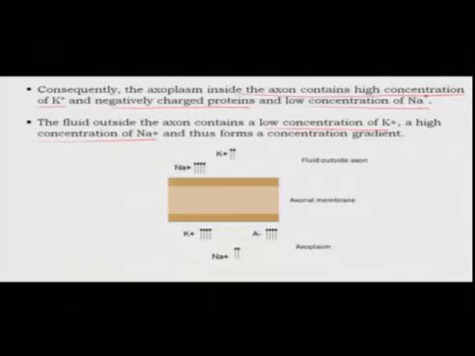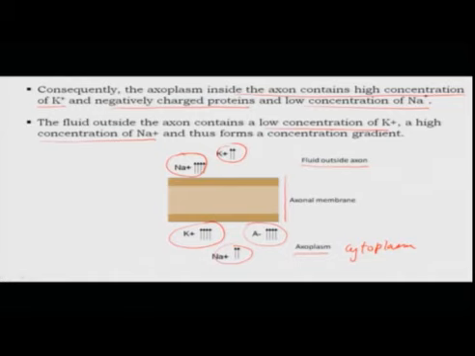So, this is what it exactly looks like. You have high sodium outside, low potassium, whereas you have high potassium inside and low sodium, and of course, a lot of negatively charged proteins which are only present inside. So, this is a representation of the axonal membrane, and this is the fluid outside the axon, and this is the axoplasm or the cytoplasm of the axon.